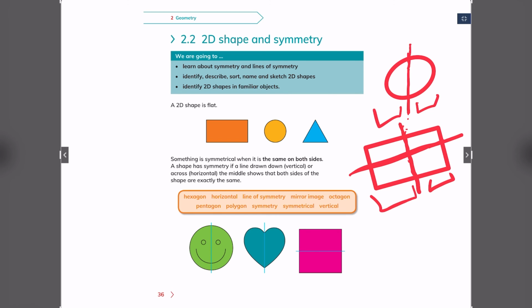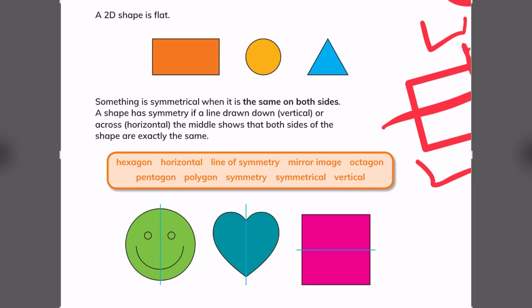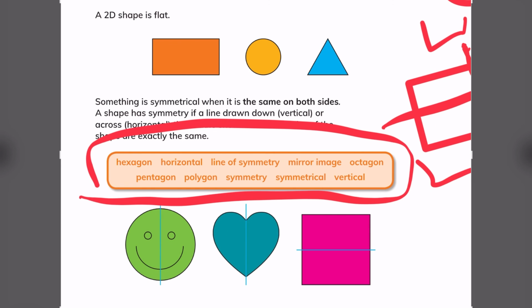Now, in this section, these are the most important words, the new keywords that you have to learn. You can use a dictionary once again to better understand these words. Hexagon, horizontal, line of symmetry, mirror image, octagon, pentagon, polygon, symmetry, symmetrical, vertical.